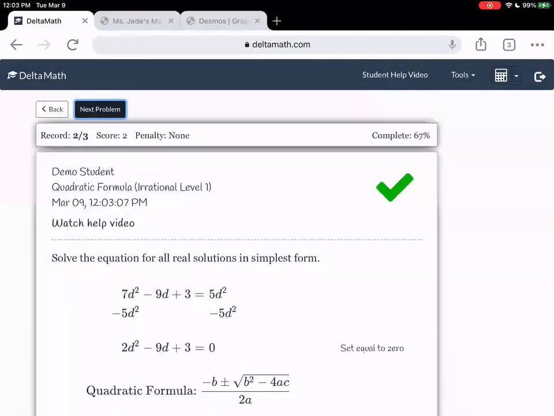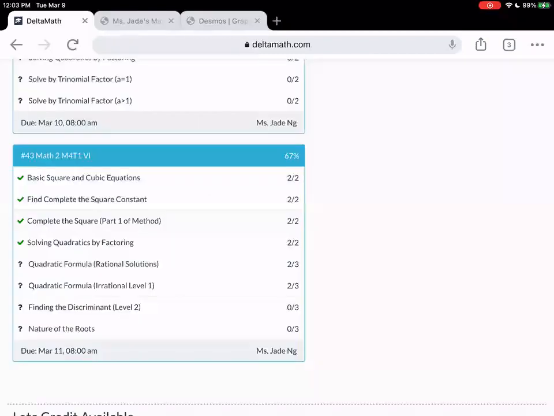All right, that's it for this category. And those were the two quadratic formula ones. So let's talk about the discriminant now in the next video.